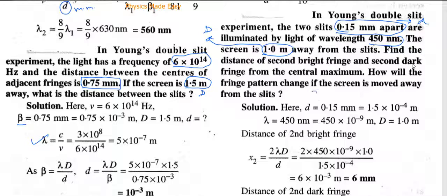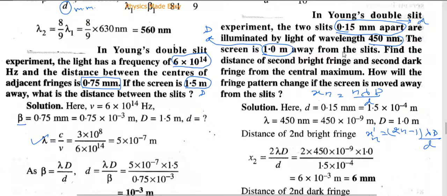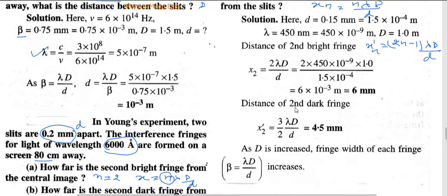For the bright fringe, I shall be using this formula, n lambda D by d. Secondly, put n is equal to 2. And for dark fringes, use this: (2n minus 1) into lambda D by 2d. Use this, so you will make use of this for the second bright fringe. And I think you just put n is equal to 2. Nothing new. Very easy. So I think till now you will be fully warmed up.